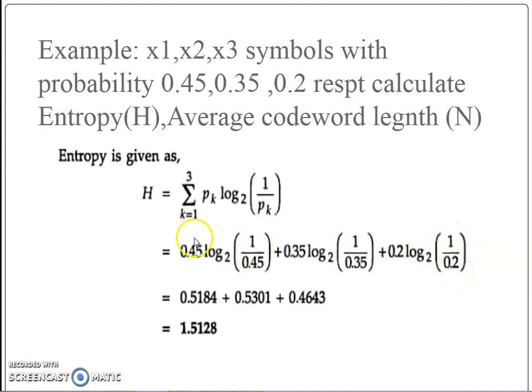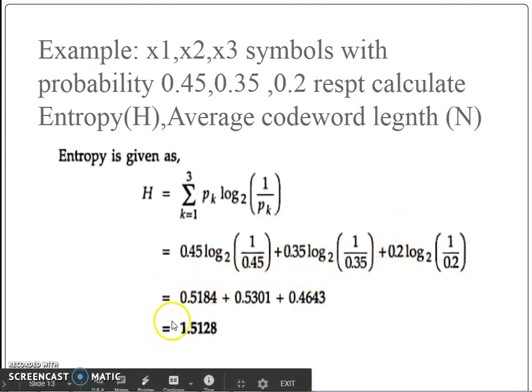As we know, p1 is 0.45, p2 is 0.35, p3 is 0.2 respectively. So when you simplify this equation, it will give the final answer for the entropy, which is 1.5128.